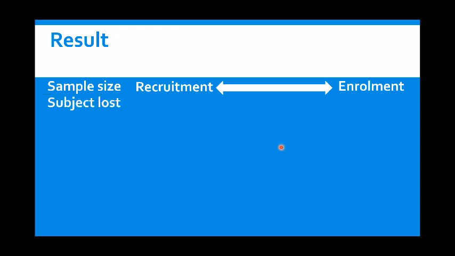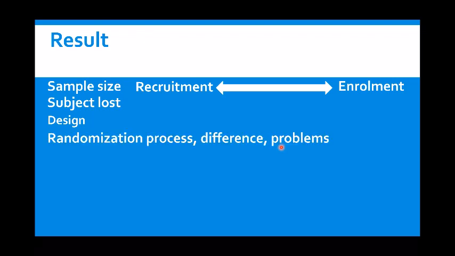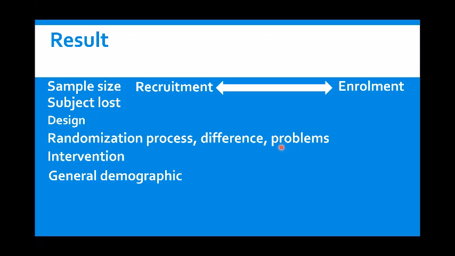So again, the result will tell you subject loss. It tells you the design of the study. It tells you the randomization process, the difference between the arms, the problems that happened during randomization, and so on. And what is the intervention? What are the arms? It also describes the individuals or the subjects: the demographics, the age, the color, the gender, the length, the weight, the height, and so on.